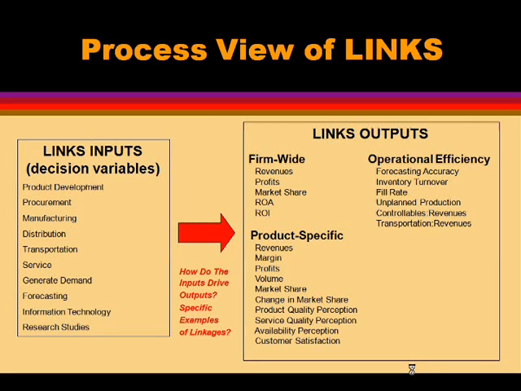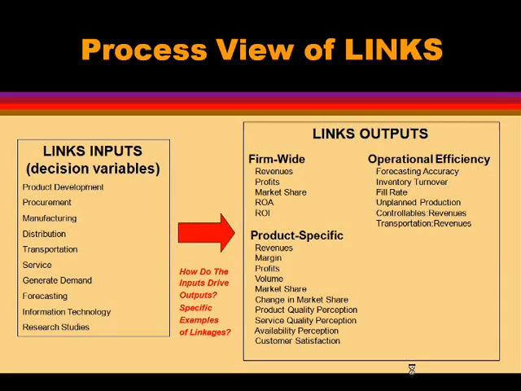Okay, you have two products, hyperware and metaware. So you know whether hyperware is doing well, which region it's doing well, which region it's not doing well, which channel it's doing well, which channel it's not doing well. The same is true for metaware as well. And you also get information about operational efficiencies. For example, you know how well your forecasting accuracy is, how well your inventory turnovers are, fill rates, unplanned production, controllables, the costs that could be controlled, transportation costs as a percentage of revenues.